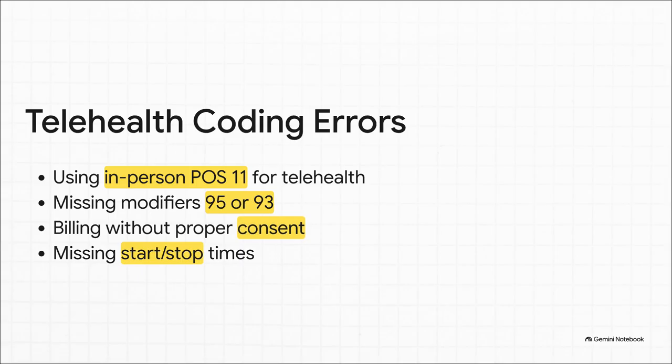Using an in-person place of service code, like POS 11 for a standard office, for a telehealth encounter. That literally tells the payer the patient was physically in your office when they definitely weren't. Other massive pitfalls include missing those 95 or 93 modifiers we just talked about, billing new patient codes without documenting proper digital consent, or trying to bill time-based codes without documenting your explicit start and stop times. Avoid these, and your telehealth claims are going to sail right through.